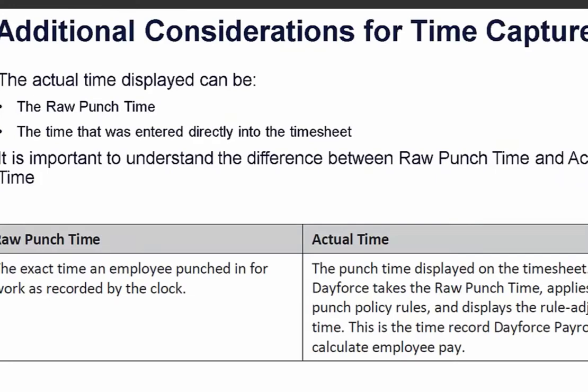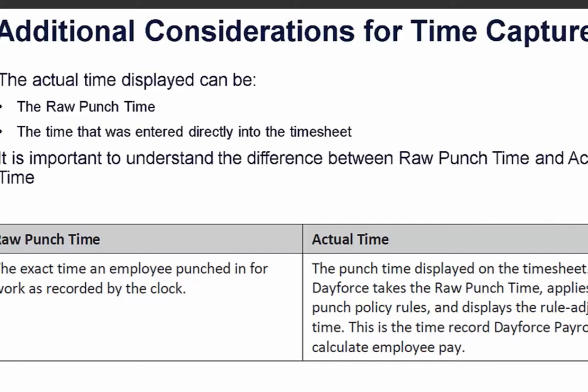When viewing the timesheet, the actual time displayed can be the raw punch time, plus or minus adjustments for rules your organization has defined for treatment of punches. For example, there may be a rounding rule in place that changes any punch entered within 5 minutes of the start or end of the shift and displays it as a punch entered right at the scheduled shift start or end time. These rules are referred to as punch policies. Or the time that was entered directly into the timesheet.